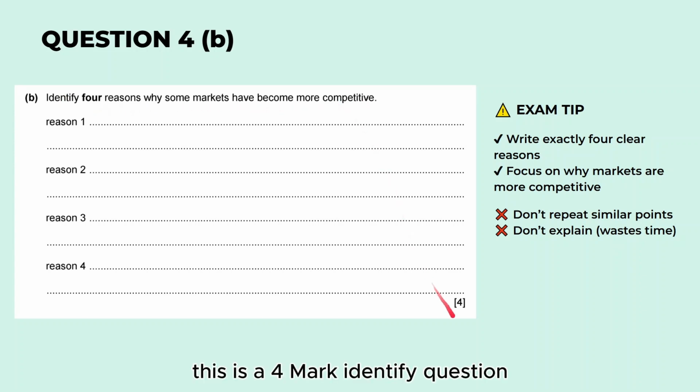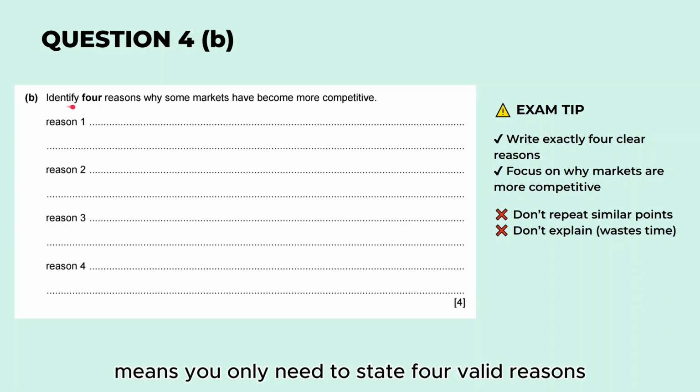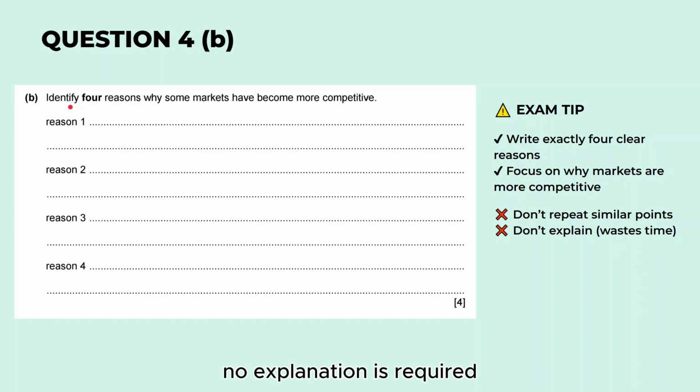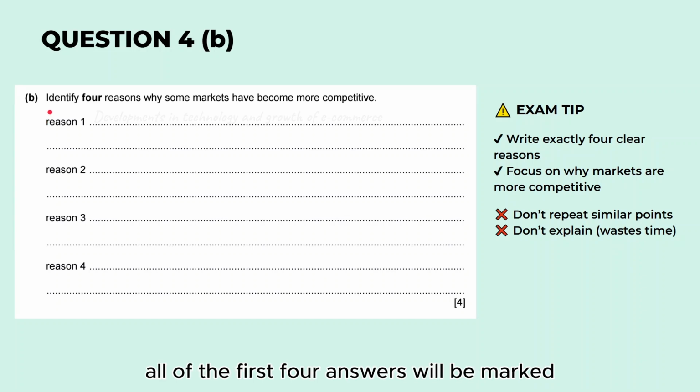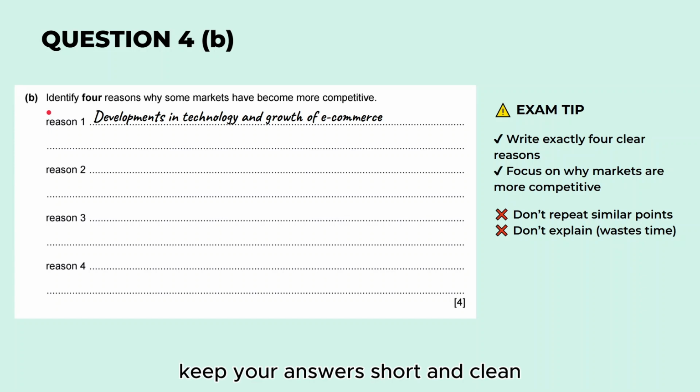This is a 4-mark identify question, so it mainly tests AO1 knowledge. The command word identify means you only need to state 4 valid reasons. No explanation is required. Each correct reason equals 1 mark. Only the first 4 answers will be marked. Keep your answers short and clean. Do not explain unless asked. Now let's look at the answers.